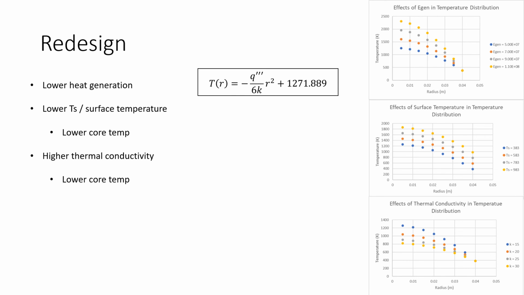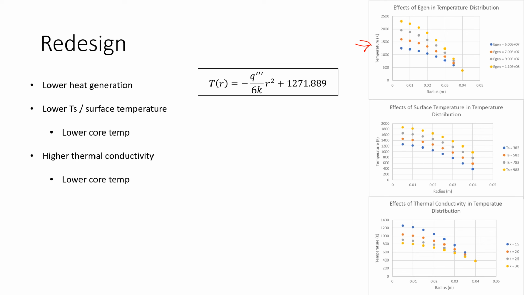Finally, I wanted to talk about a redesign. So for this redesign, you could lower the heat generation, which means we will have a lower core temperature in general, which we can see up in this first graph. Up in this first graph, the lower the heat generation, the lower the core temperature, which is good because we don't want temperatures to be too high.